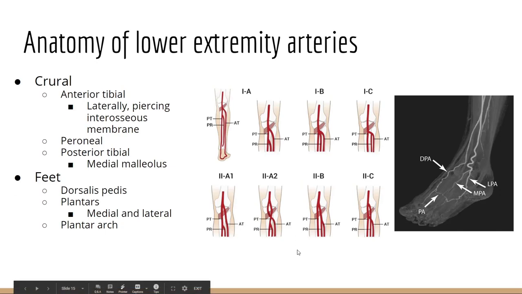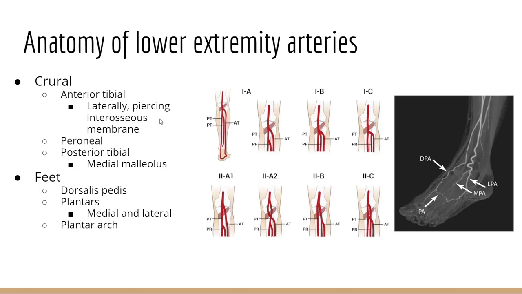The anatomy of the lower extremities, or the crural arteries. Sorry, the whole leg is the lower extremity. The anatomy of the infrageniculate arteries, or the crural arteries, can be quite variable, but typically the AT will pierce the interosseous membrane and traverse laterally. The interosseous membrane piercing is a common area of calcification and stenosis.